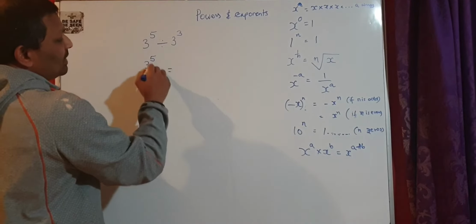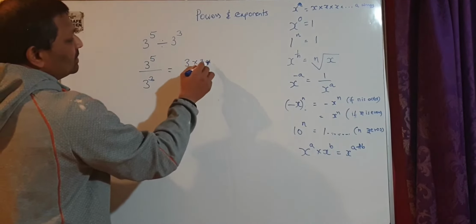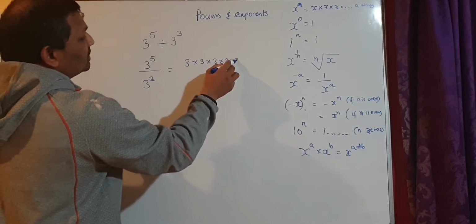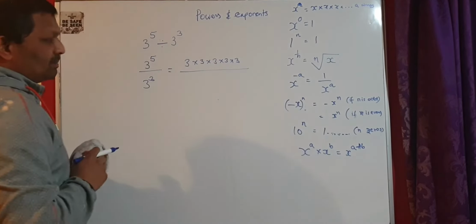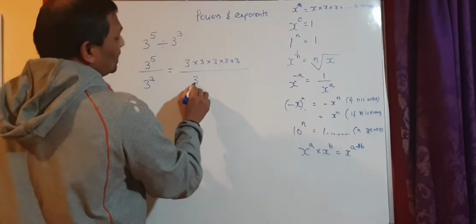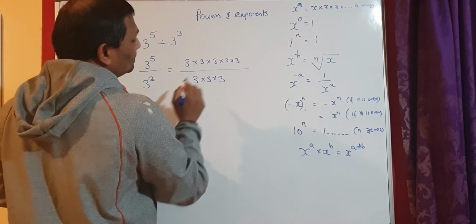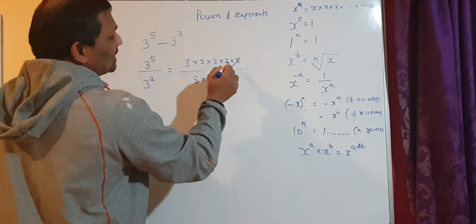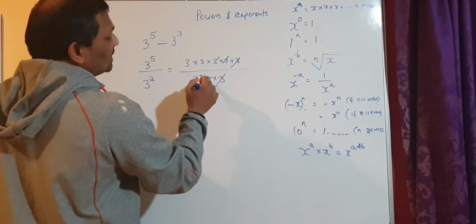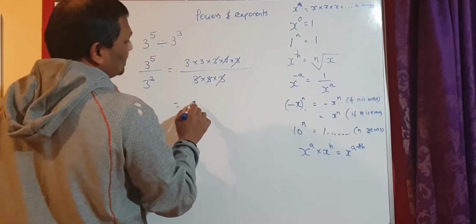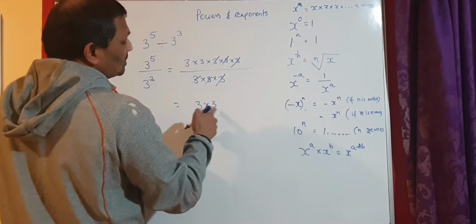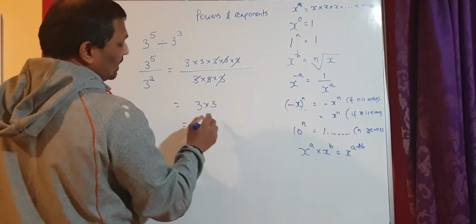Okay, 3 to the power of 5 can be written as 3 into 3 into 3 into 3 into 3 divided by 3 cube, which can be written as 3 into 3 into 3. So this 3 gets cancelled here, this 3 gets cancelled, this 3 gets cancelled. So what you're left with is 3 into 3. This can also be written as 3 square.